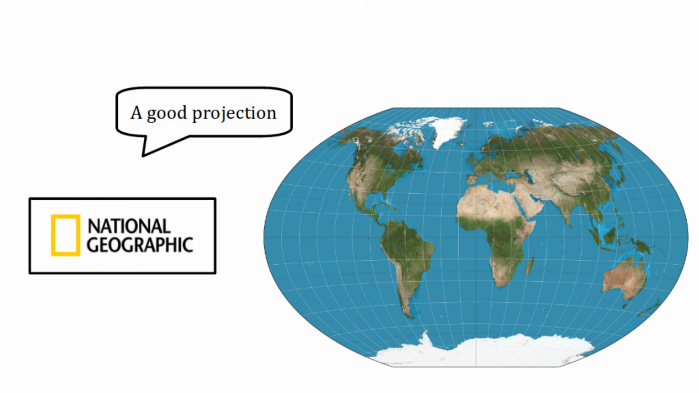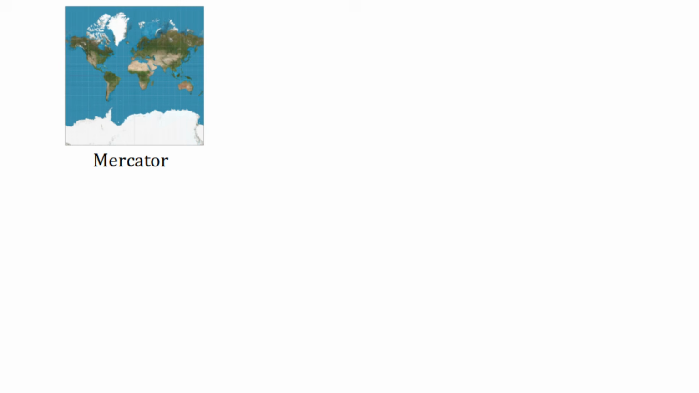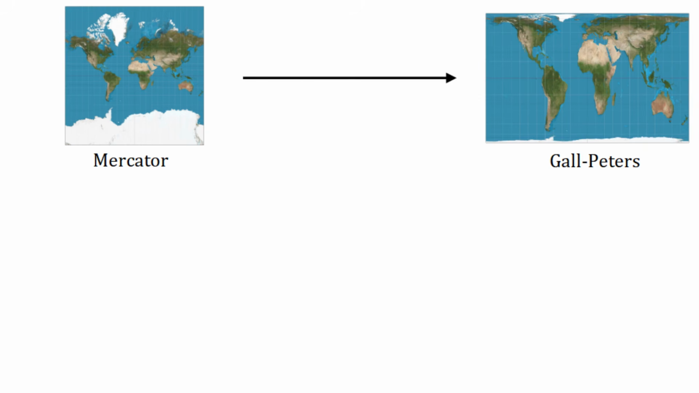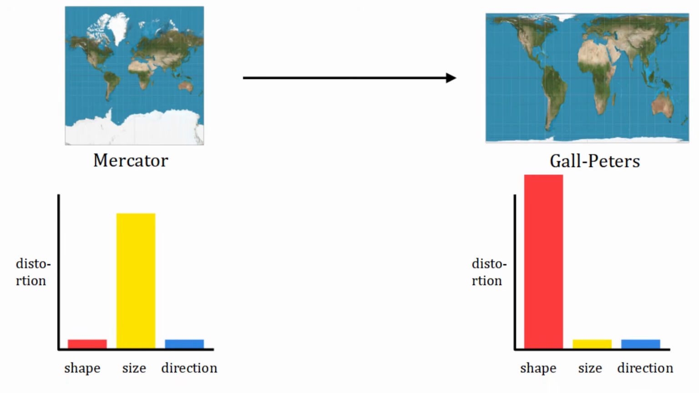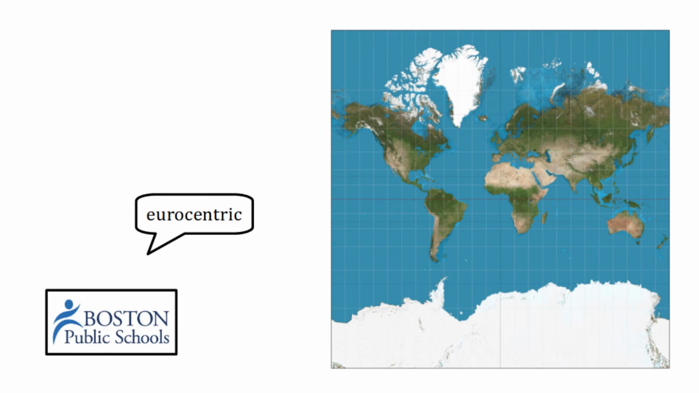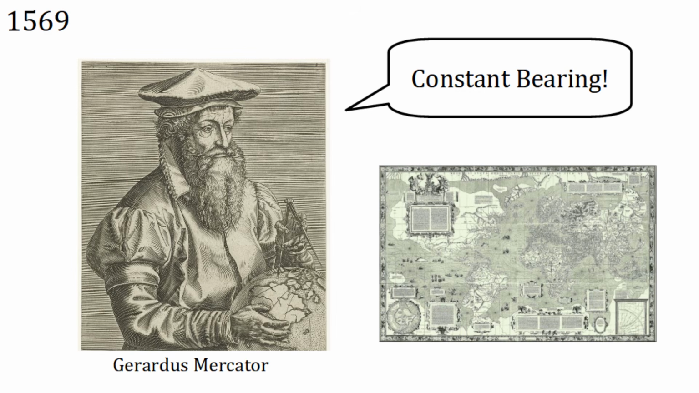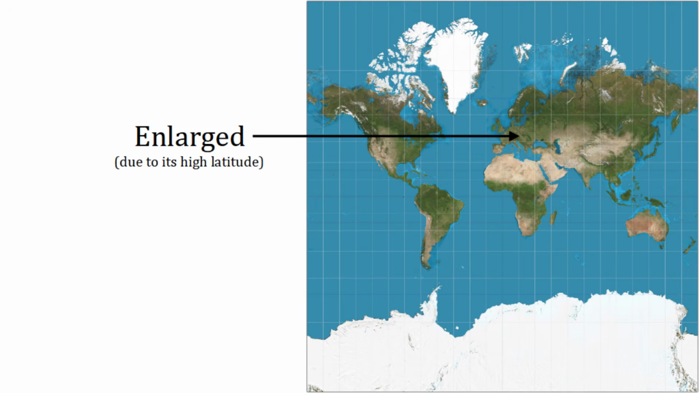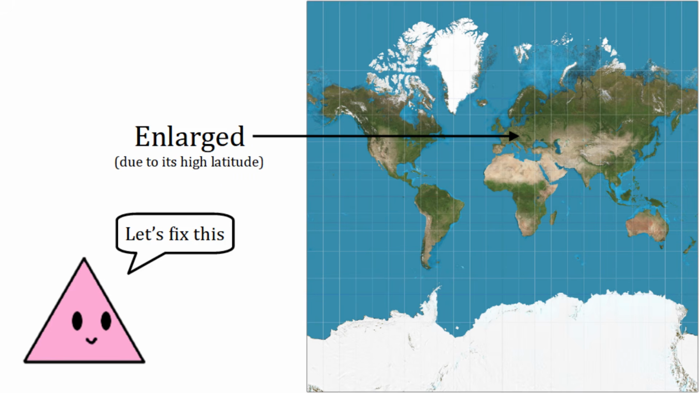When the Boston public schools changed from Mercator to Gauss-Peters, though, all they did was go from one extreme to another. Apparently, they did it because they thought the Mercator was Eurocentric. Of course, the Mercator projection wasn't designed to be Eurocentric, and luckily most people know that, but Europe is still enlarged due to its latitude. For that reason, it's perfectly reasonable to want to fix this with a different projection. The issue, though, is that they went with the worst possible option.